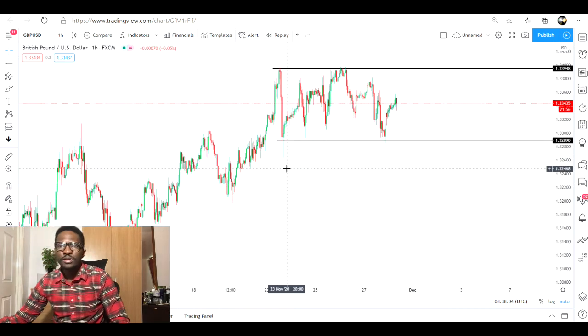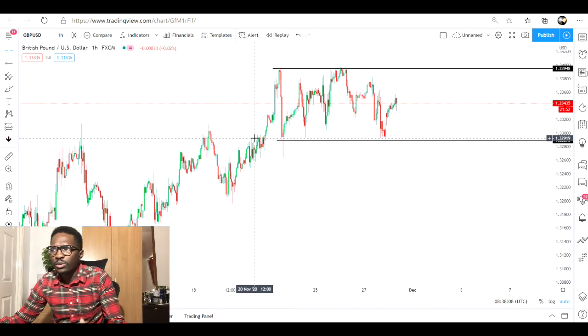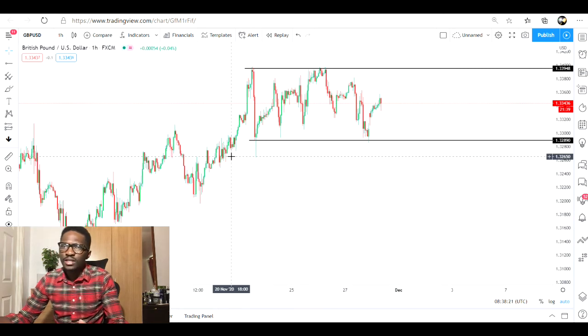In terms of fundamentals I need to pay attention to this week, we've got the PMI numbers coming out from the UK. We've got PMI numbers on Tuesday, on Thursday, and on Friday as well. And we also have the big and the most important number, which is the non-farm payrolls, which is coming out on Friday.